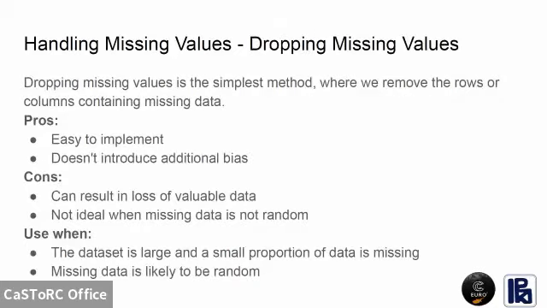About dropping missing values, this is the easy one and the most straightforward. You just don't use the columns or rows in your data set that have missing values. It's very easy to implement, and it doesn't introduce any additional bias, meaning bias from the way you process your data. But there are some significant drawbacks: it can result in a significant loss of valuable data. This is the obvious one.